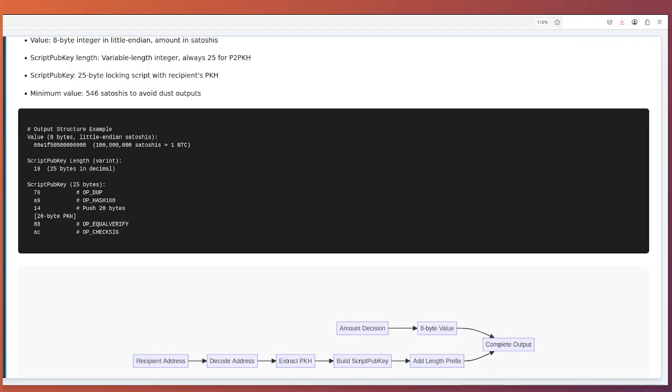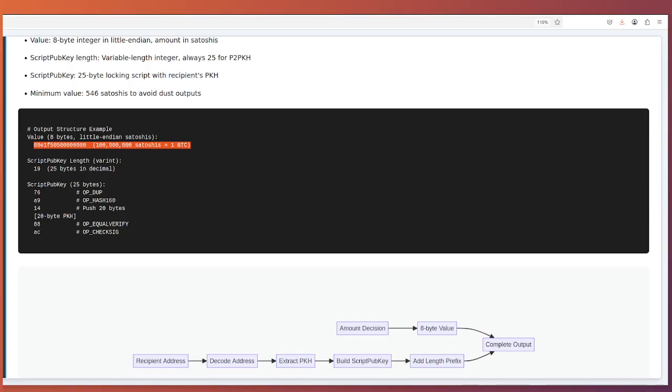The value field is an 8-byte signed integer in Little Endian format, specifying the amount in Satoshis. A Satoshi is the smallest unit of Bitcoin, equal to 0.00000001 BTC, since 8 bytes can represent numbers up to 2 to the power of 63 minus 1 when using signed integers. This allows for a maximum value of approximately 9.2 quintillion Satoshis, which far exceeds Bitcoin's total supply limit of 21 million coins.